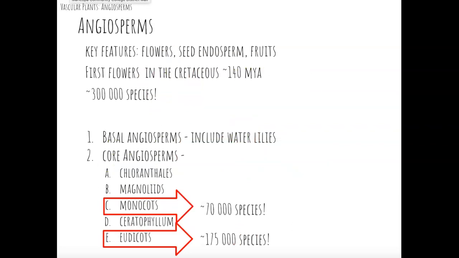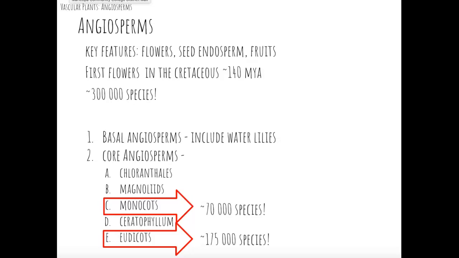The other type of seeded vascular plants are the angiosperms. Angiosperms have flowers. They also have a seed with an endosperm, which we'll talk a little bit more about, and they produce fruits. The first flowering plants showed up in the Cretaceous period about 140 million years ago. There are about 300,000 species of angiosperms, making them the largest group of plants living on the planet today.